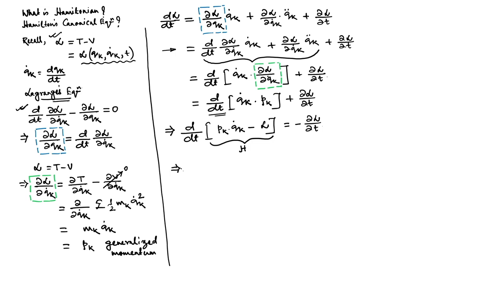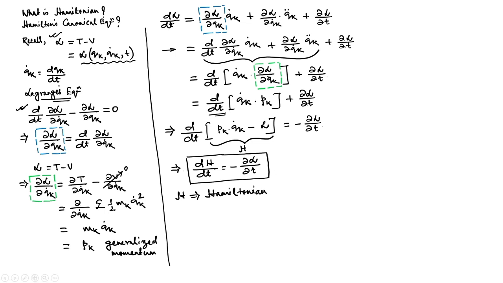So, ultimately what we get is this relation, very important relation, between H and L. So, this is a very important relation. What is H? H is called Hamiltonian. We will see in a minute what we mean by this Hamiltonian, but for the time being this is a very important relation that we have derived, and the relation between H and L is established in this important expression.